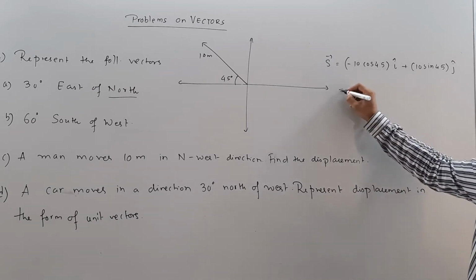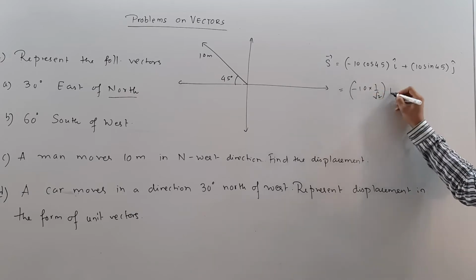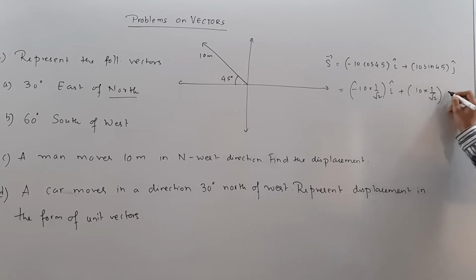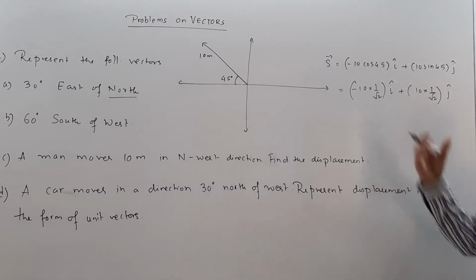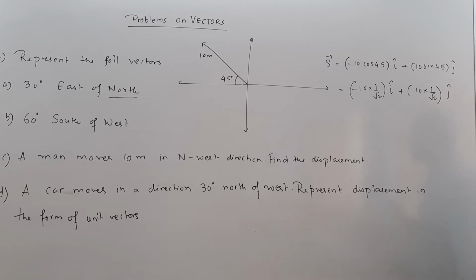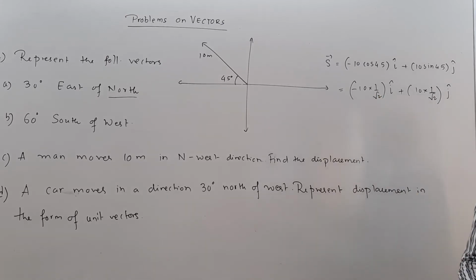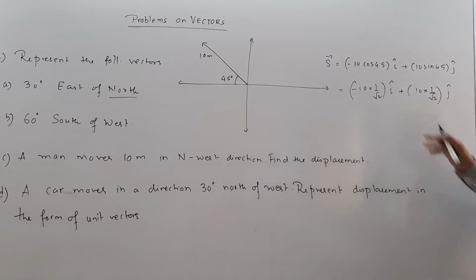Now this is going to be further written as minus 10 into 1 by root 2 i cap plus 10 into 1 by root 2 j cap. So this would be the final answer of this. You can further simplify this and get it as 5 root 2 and all that, but this is how we can represent this particular vector in this form.